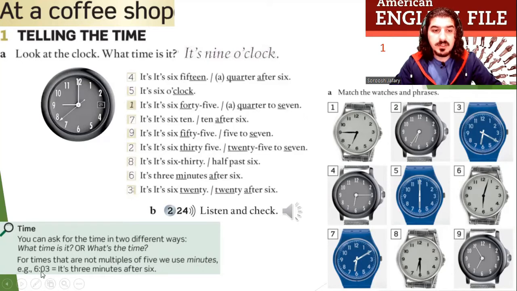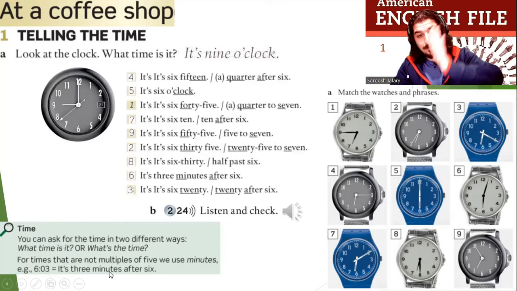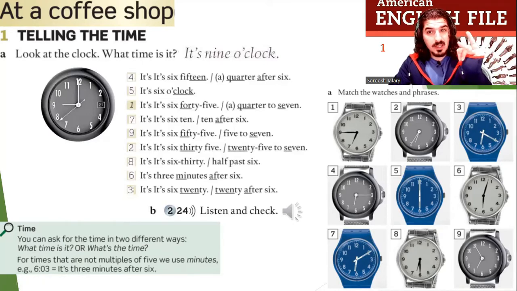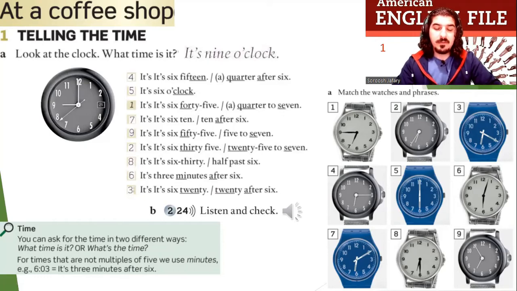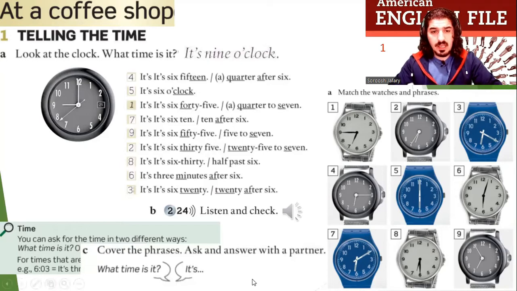For example, 6:03. Or it's 6:03. Okay, well done. Now, with your partner, cover the words. What time is it? What's the time? Practice with your partner. Very good.